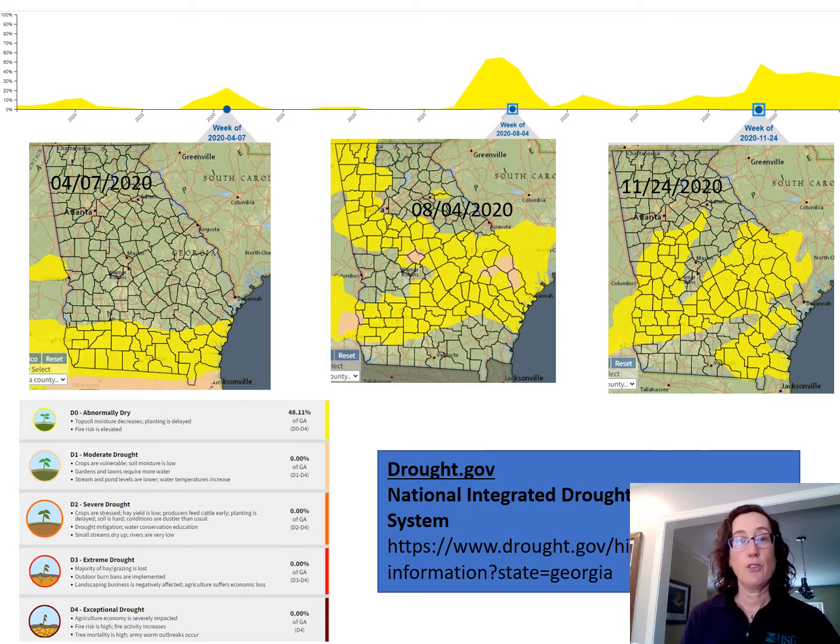These maps from the National Integrated Drought Information System show when and where dry conditions were occurring in Georgia during 2020. In Georgia, we saw higher than average rainfall during 2020. However, as these maps show, we experienced abnormally dry conditions, which are the areas shown in yellow. In the southern part of the state, in April, it was a little bit more widespread across the state during July and August, and again at the end of 2020. We even had some small areas of moderate drought during the summer months, which are shown in the orange areas.